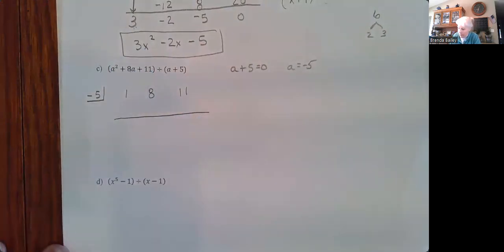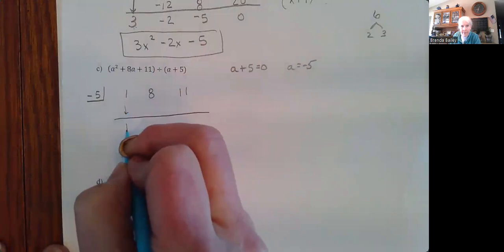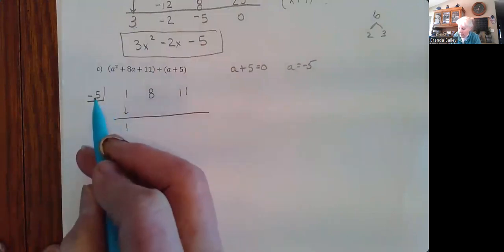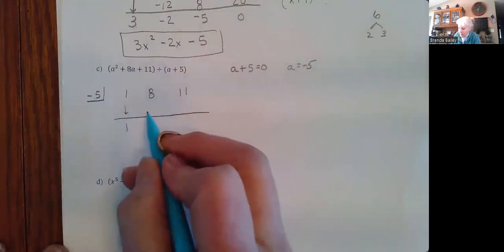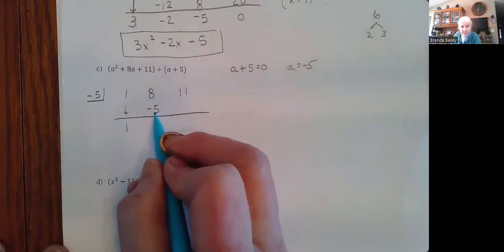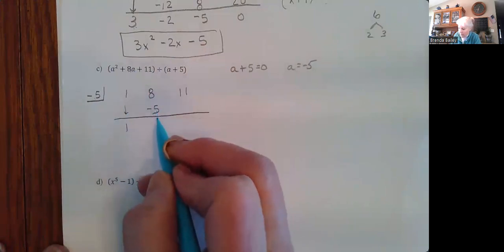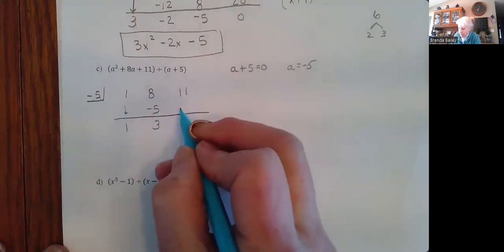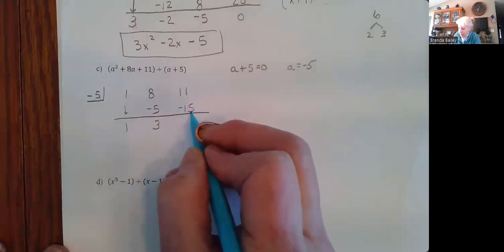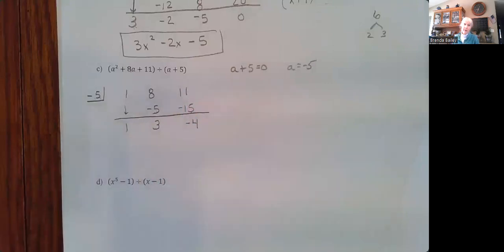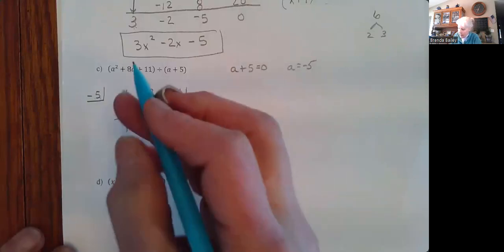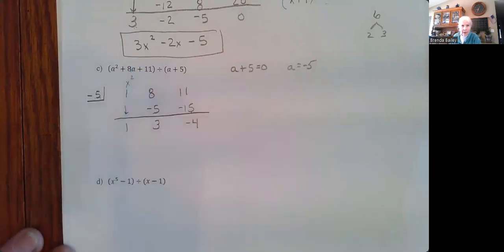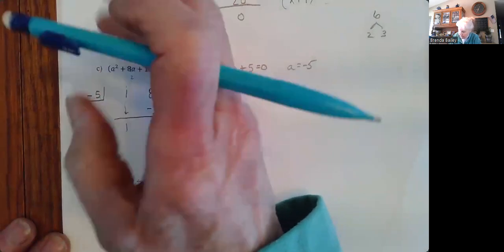Okay. Bring down the first number. Then you multiply: negative 5 times 1 is a negative 5. And then you add. Then you multiply, and then you add. So this one also has a remainder. It wasn't 0. So this was an x squared, that was our first term, or sorry, an a squared. I guess I can use the same variable they did.